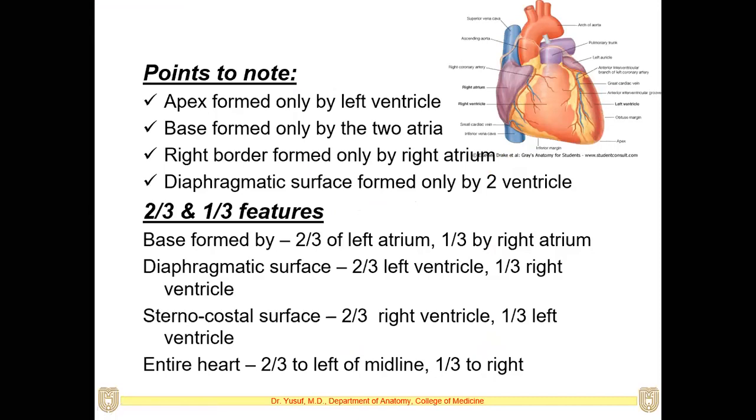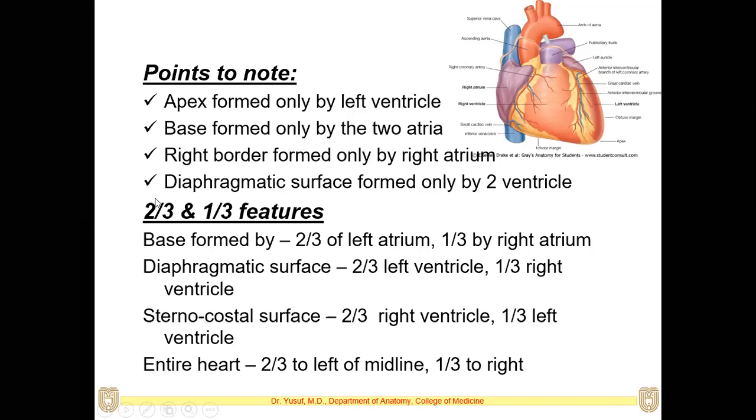Second, the base is formed by the two atria, as we have already seen, the two atria which are behind. The right border is formed by the right atrium. This is the right border. It is formed by the right atrium. The diaphragmatic surface is formed by the two ventricles. As we have seen, the diaphragmatic surface which is below is formed by the two ventricles.